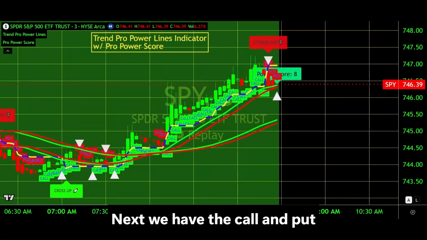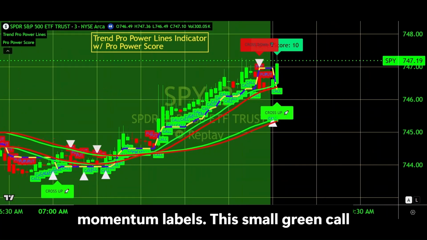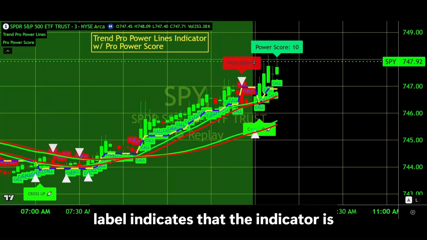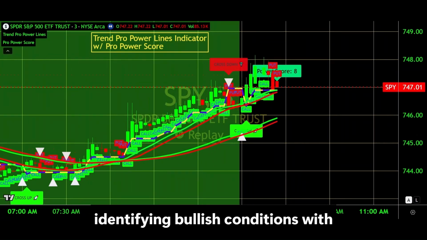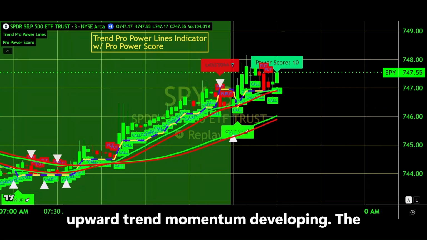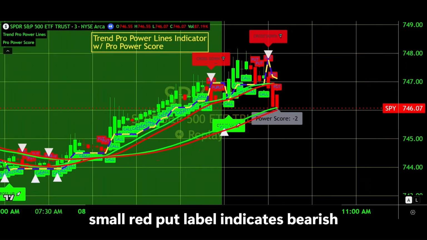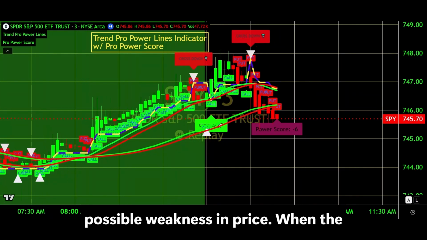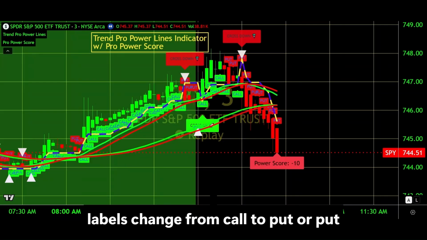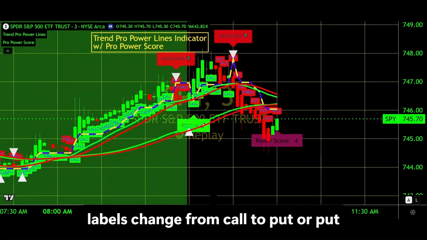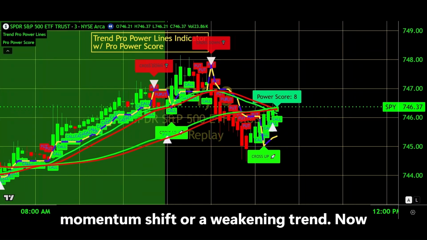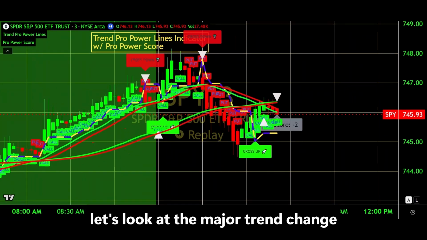Next, we have the call and put momentum labels. The small green call label indicates that the indicator is identifying bullish conditions, with upward trend momentum developing. The small red put label indicates bearish conditions, showing downward momentum and possible weakness in price action. When the labels change from call to put or put to call, it can help identify a possible momentum shift or weakening trend.